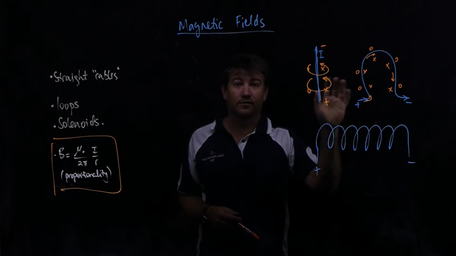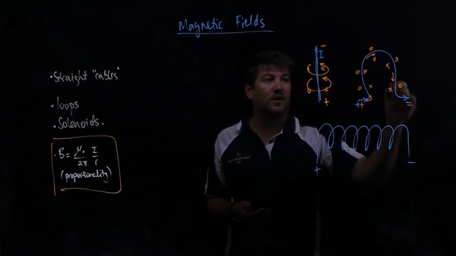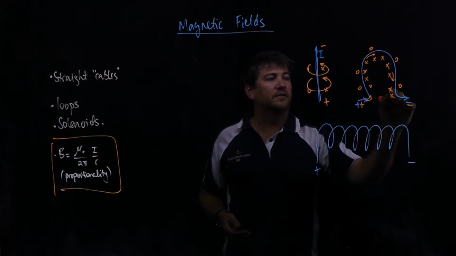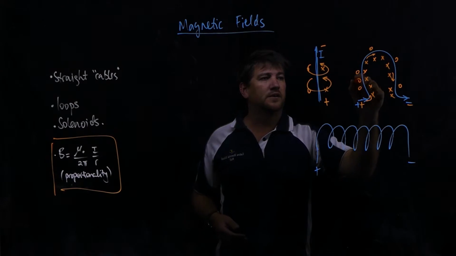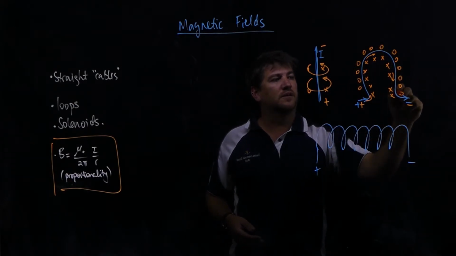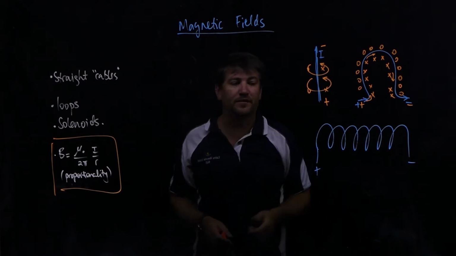If I was to make the current stronger, so if it was twice as positive and twice as negative, all we're going to do is make the field strength twice as much. So we could draw that kind of like this. If we were using a solenoid situation like this, we'd be able to draw twice as many field lines in that space.